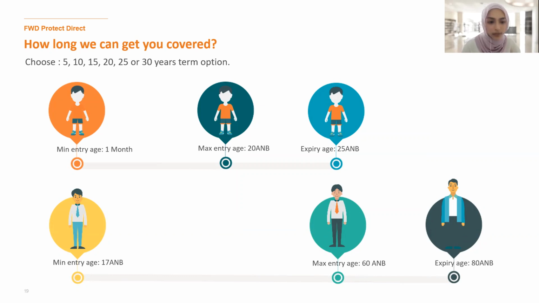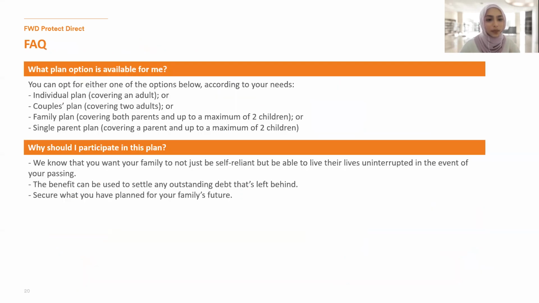So for the adults, the minimum entry age is 17 years old age next birthday. The maximum entry age is 60 years old age next birthday, but we can cover you up until 80 years old age next birthday. Okay, so here are just some frequently asked questions about FWD Protect Direct.